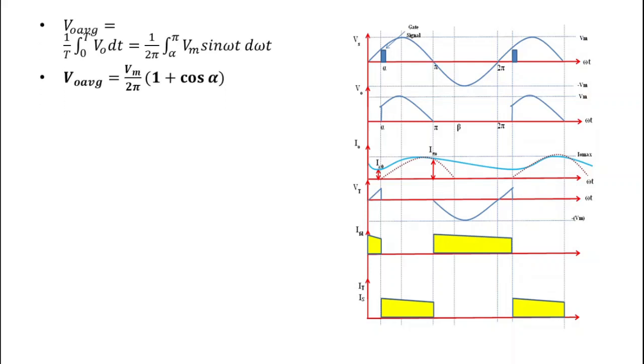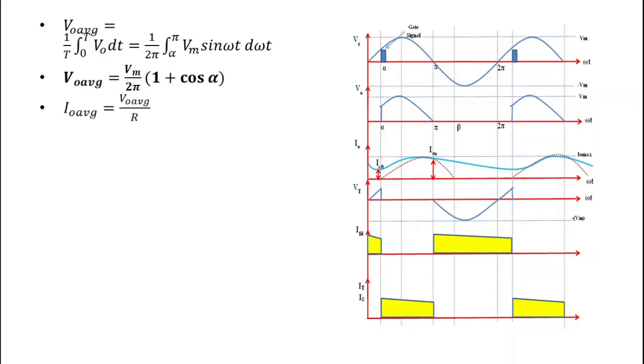First is the average output voltage V0 average, and that is given by a simple formula: 1 upon T integration 0 to T V0 dt. Here time period T is equal to 2 pi, and we know that we get output voltage only from alpha to pi. That's why there is no need to integrate over the entire time period 2 pi. So we will integrate only from alpha to pi, and we know that the equation of output voltage from alpha to pi is Vm sin omega t. So on integrating this, we get V0 average is equal to Vm upon 2 pi times (1 plus cos alpha).